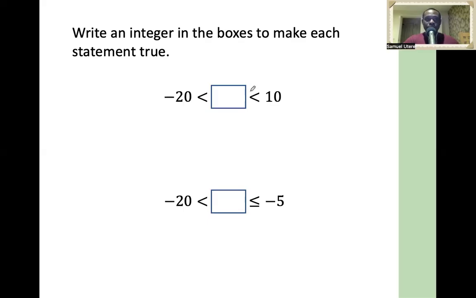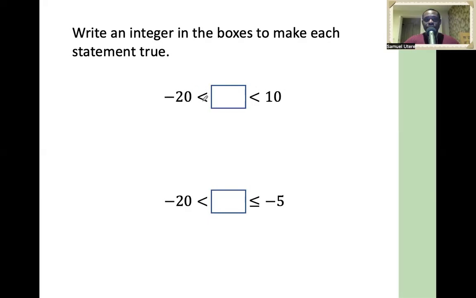Let's see how to answer this question. Here's another example. Here you're asked to write an integer in the boxes to make each statement true. Integer means whole number. So write a whole number in the box to make the statement true. It could be lots of numbers, because look at the interval: we have negative 20 to 10.